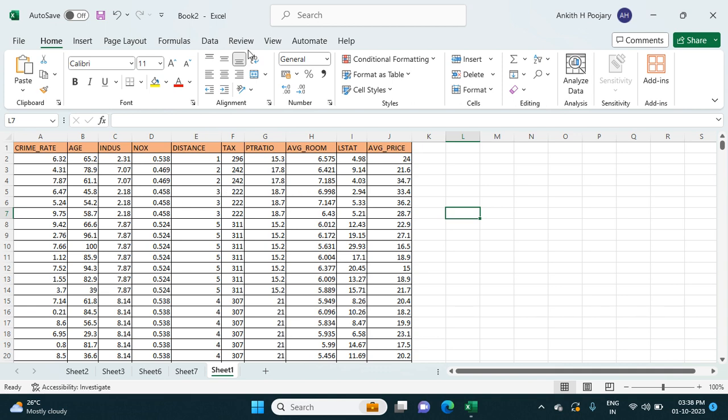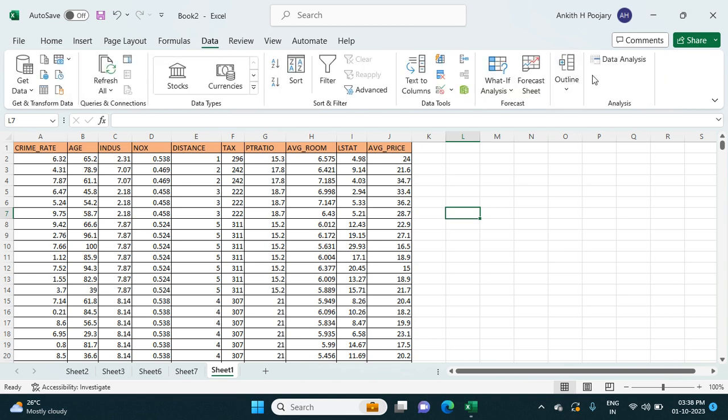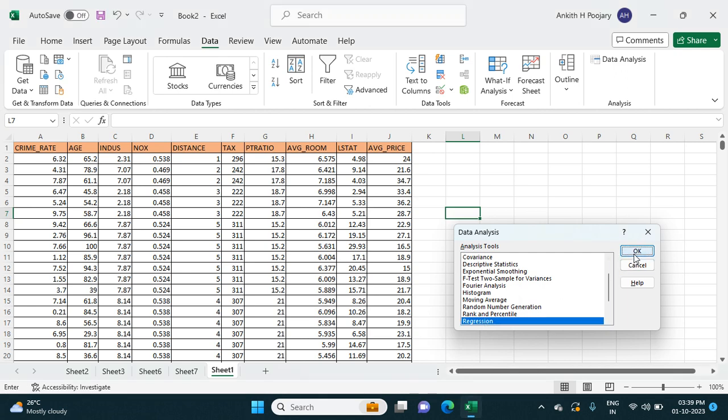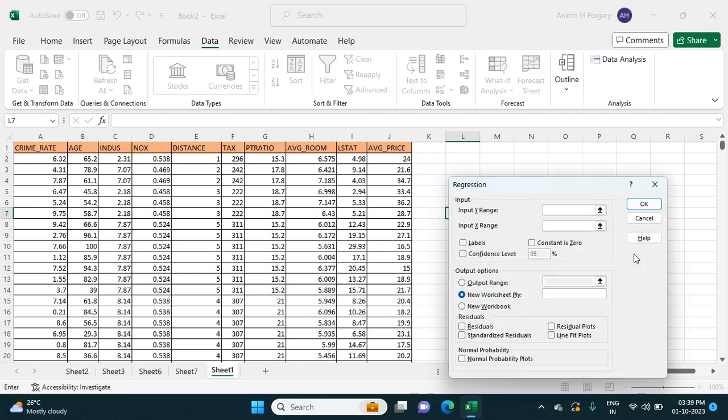First, go to the data tab. Here you have data analysis. There you will get the regression. Search for the regression analysis. Here I have regression. I click on that. I say okay. I need to give the two inputs, y and x.